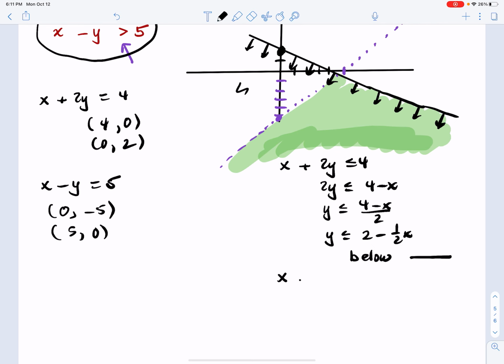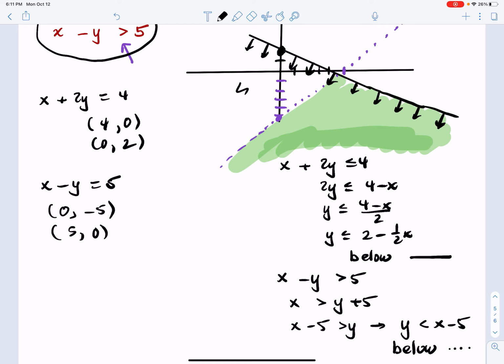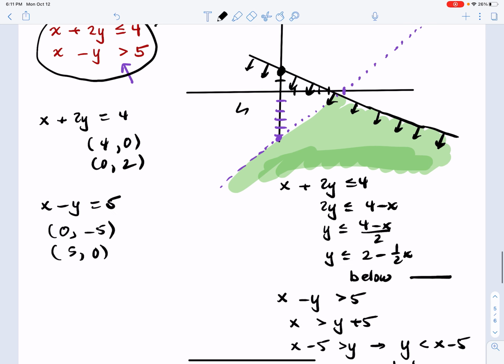So we have x minus y greater than 5. What I'm going to do here is add y to the other side, and I'm going to have x minus 5 greater than y, which means y is less than x minus 5. So that means I am also below the dashed line, because that was a dashed one. As you notice, the region is below both lines. So again, what is this called? This is called the feasible region.